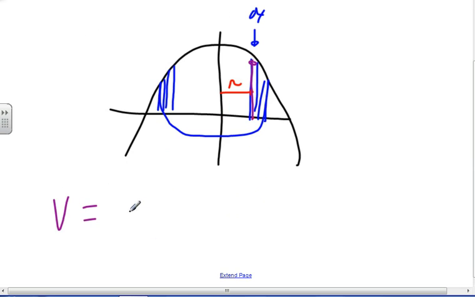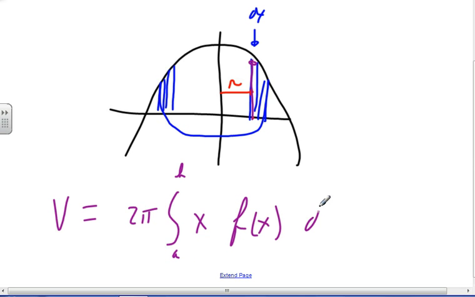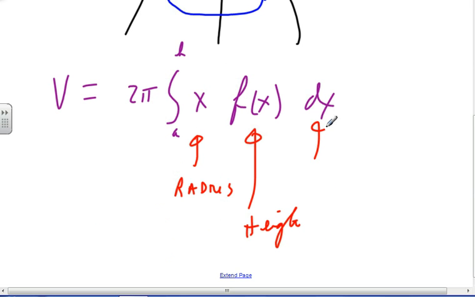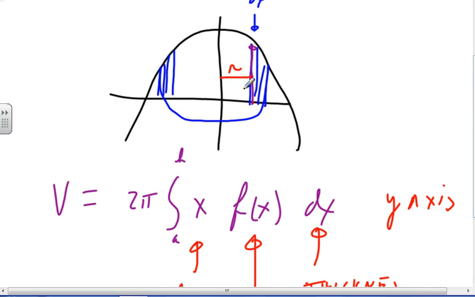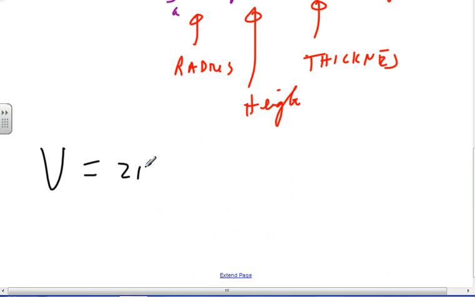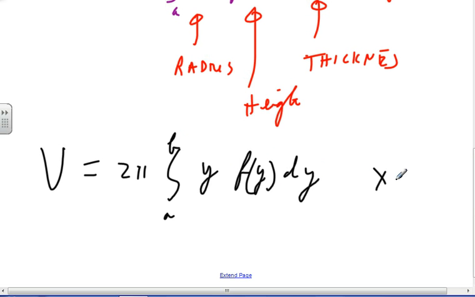So volume is equal to 2 pi integral a to b, which we'll have to figure out later, x, which is my radius, times the height, f of x, times dx, which is my thickness. So radius, height, thickness. And then we're rotating this about the y-axis. When I do dx, I'm rotating it around the y-axis. Or I can go volume is equal to 2 pi integral a to b, radius, height, thickness, and now I'm rotating about the x-axis.